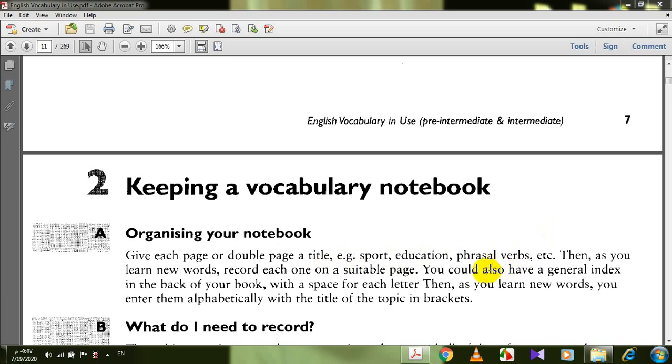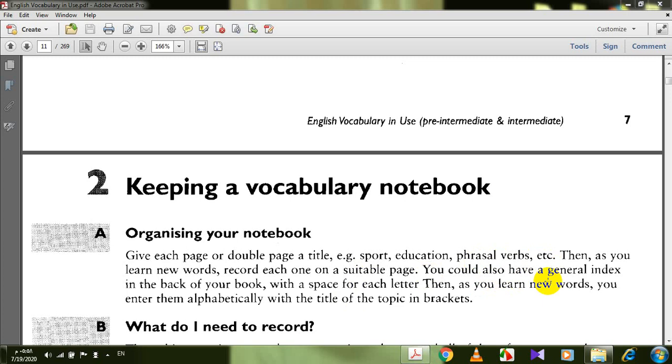Then as you learn new words, record each one on a suitable page. Okay, so you write the elephant under the group of animals. You write the word go off under the category of phrasal verbs and this stuff.